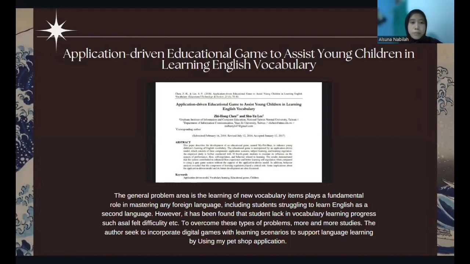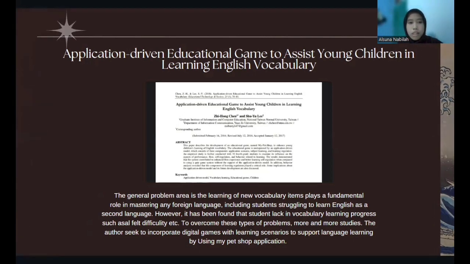The next article is about an application-driven educational game to assist young children in learning English vocabulary. This article was written by Sing Hong Chen and Su Yu Li in 2018. The general problem of this article is that learning new vocabulary items plays a fundamental role in mastering any language, including for students struggling to learn English as a second language. However, it has been found that students lack progress in vocabulary learning, such as feeling difficulty. To overcome these problems, the authors incorporate digital games with learning scenarios to support language learning by using the My Pet Shop application. It is a game application for students.